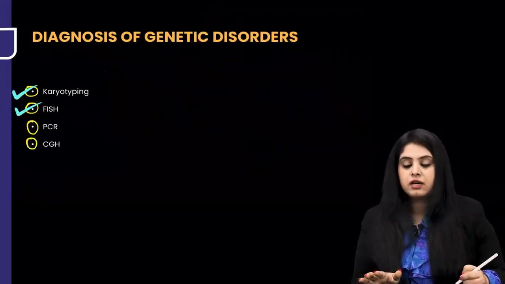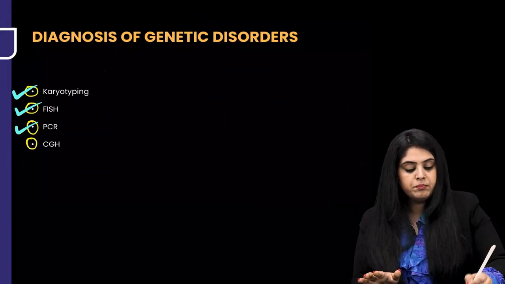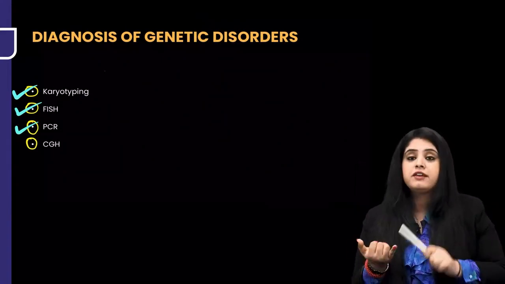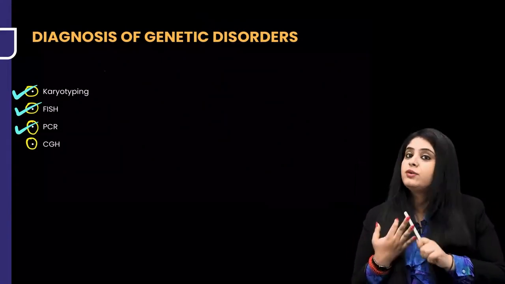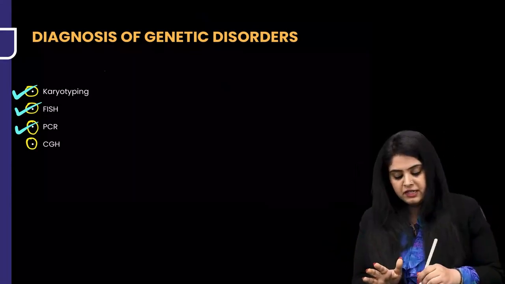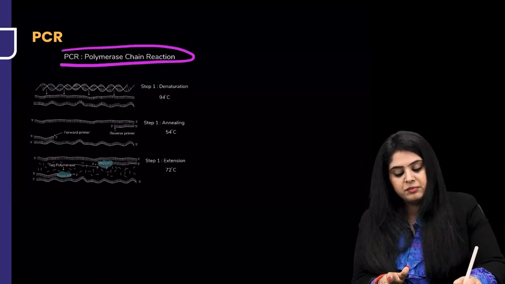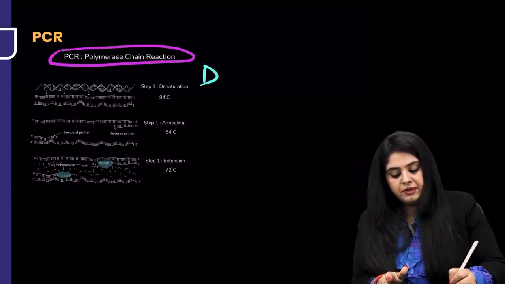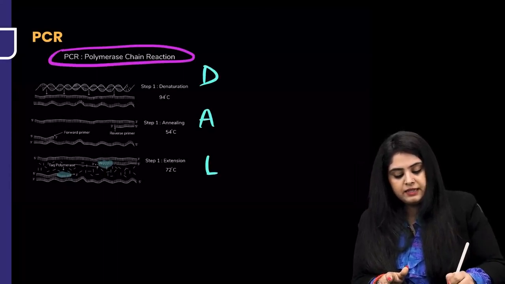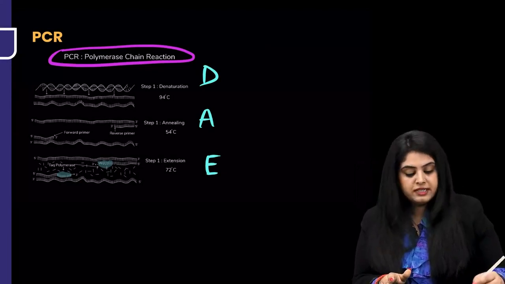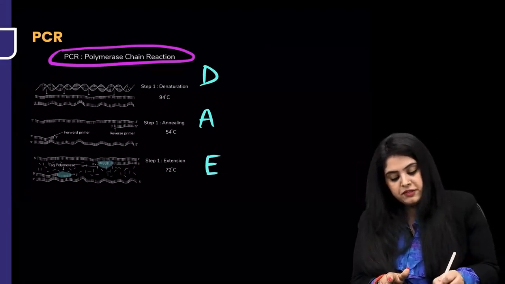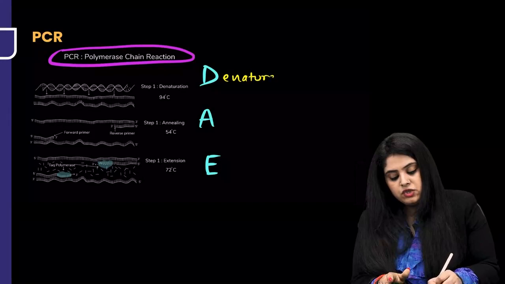Second technique, tick mark. What is the third technique? We have to do PCR. PCR was a recent question in FMG, NEET and INI CET. So every exam pattern is following PCR. The first question that came is: what are the steps of polymerase chain reaction? So remember, DAE. DAE. So what is DAE? The first step is referred to as denaturation.